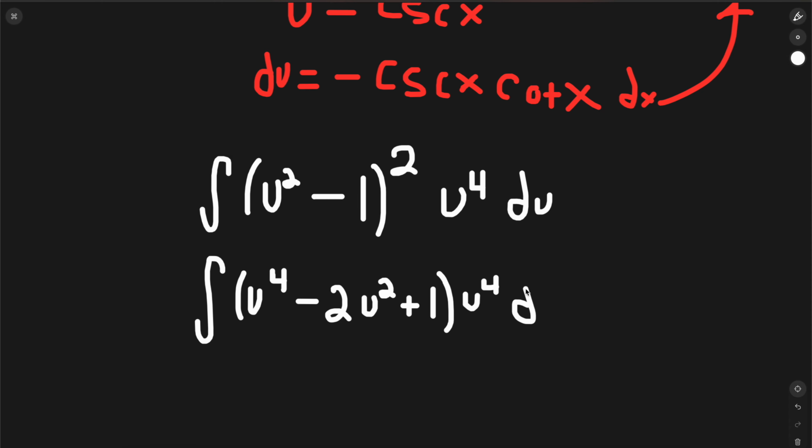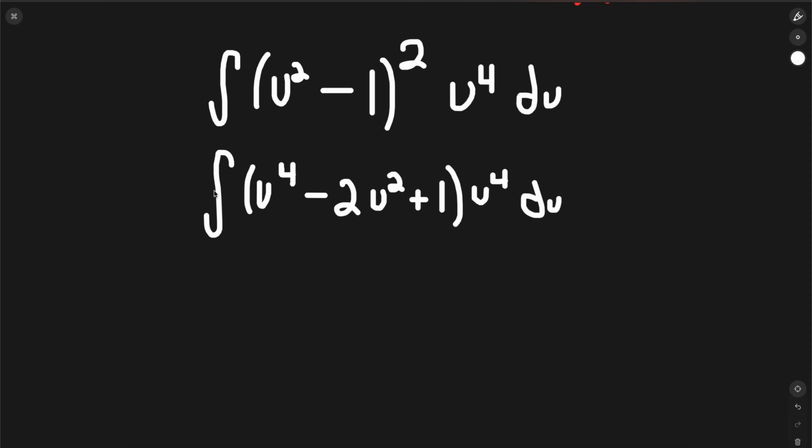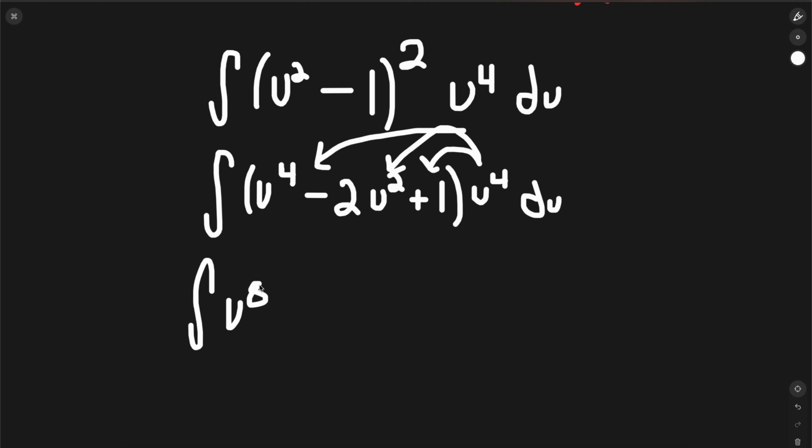And remember, we need to put du. Okay, so here we have this, and now we just need to distribute in our u to the 4th. Okay, so let's go ahead and do that. So this will be u to the 8th minus 2u to the 6th plus u to the 4th du.